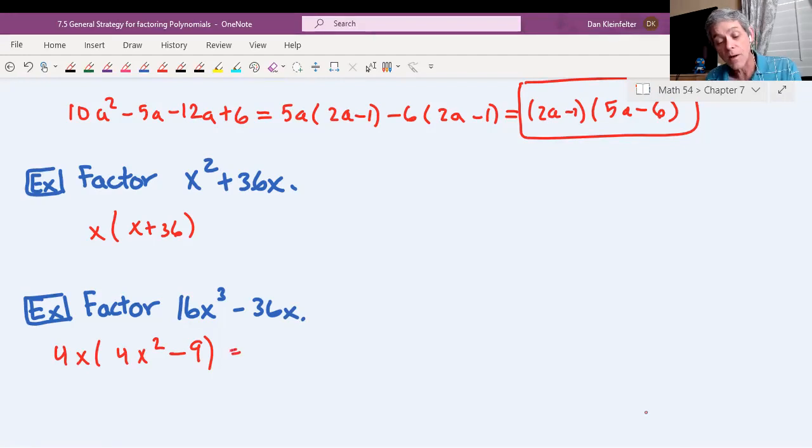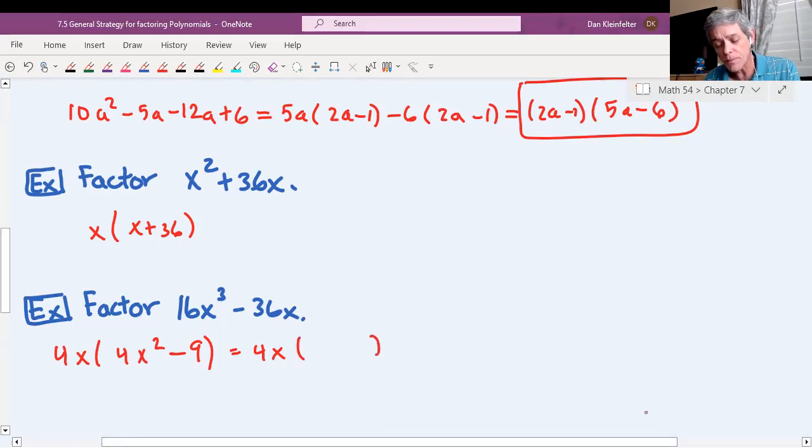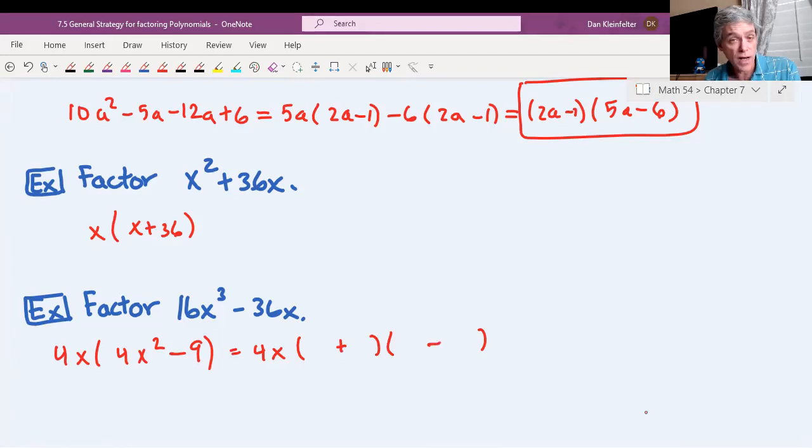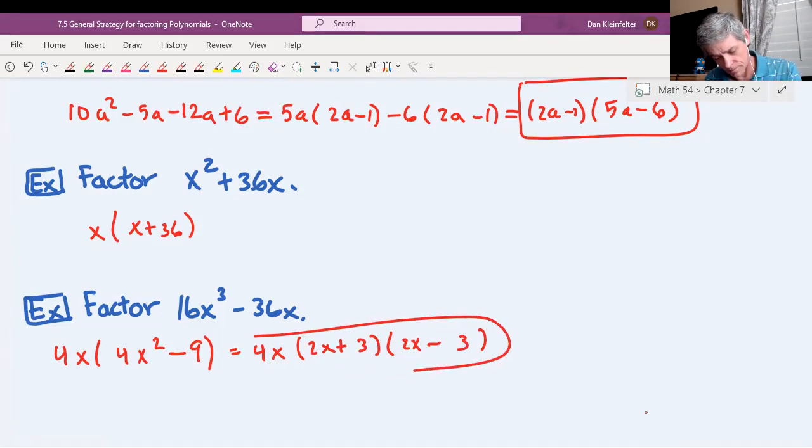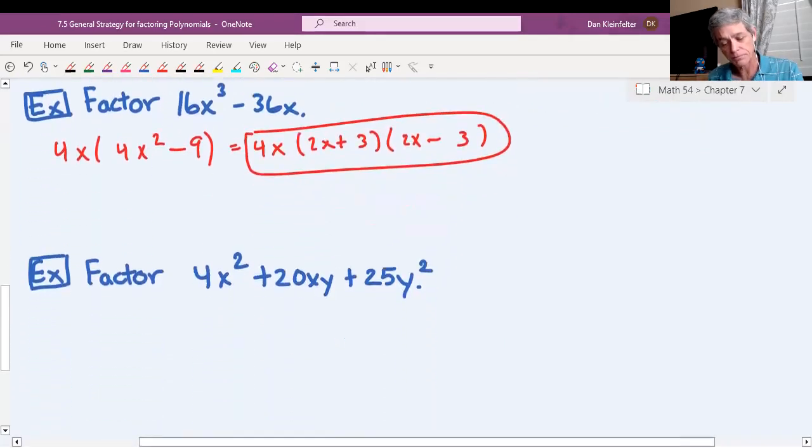Now, what's left inside of parentheses? There are 2 terms. It's a difference, so it's either a difference of squares or difference of cubes. Here it's pretty clearly a difference of squares. So this will give us a pair of conjugate binomials. 4x squared will be 2x in the front. The 9 will give us a 3 in the back. And that does it.